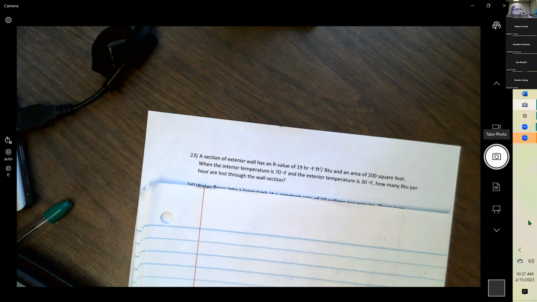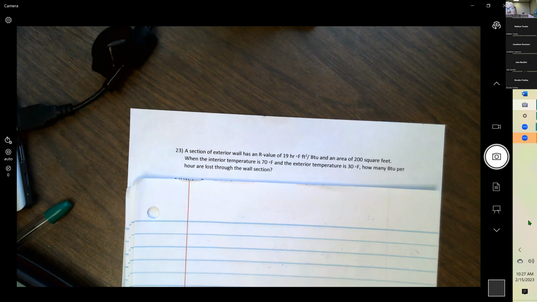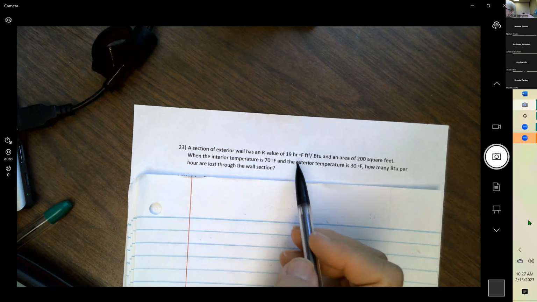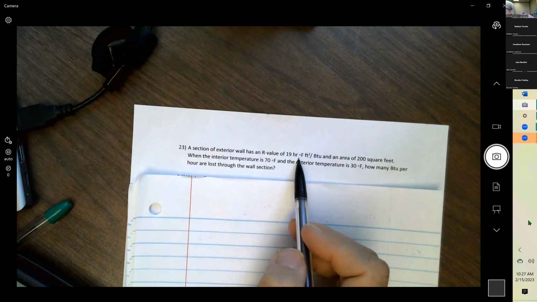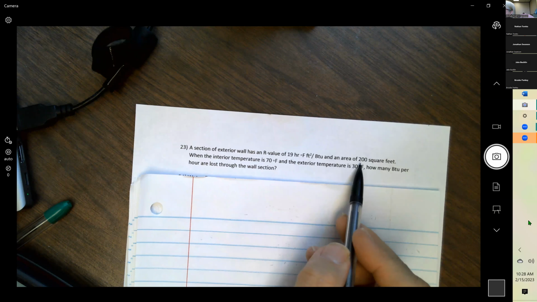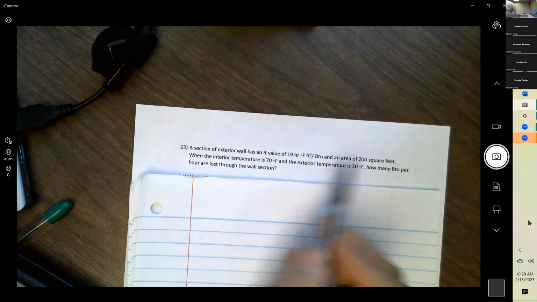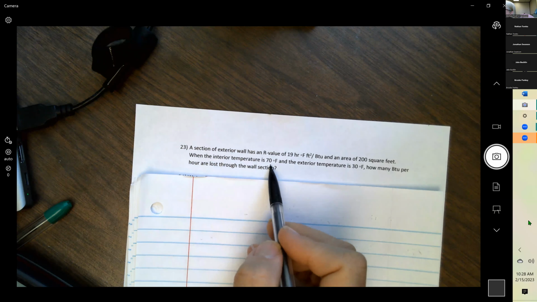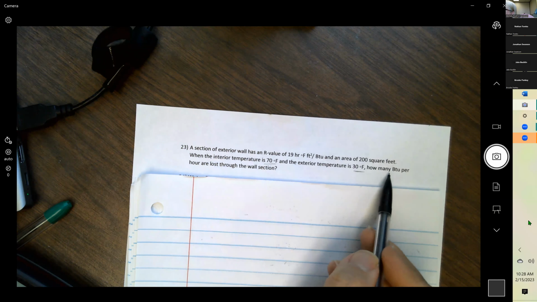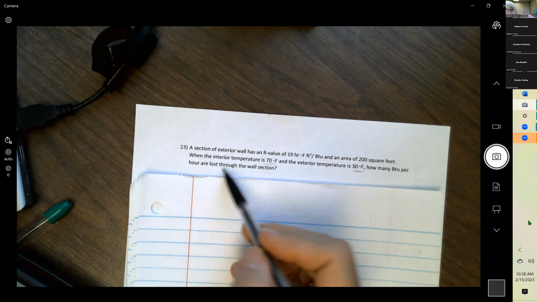23. A section of exterior wall has an R value of 19 hours degrees feet squared per BTU and an area of 200 square feet, where the interior temperature is 70 degrees and the exterior is 30. How many BTUs per hour are lost?